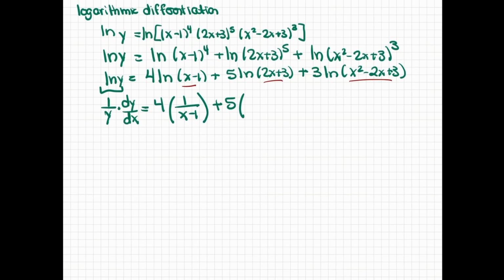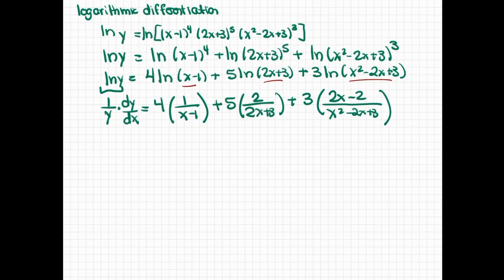Sorry, I kind of misspoke there. So the derivative of ln (x minus 1) is the derivative of the inside, which is 1, all over the inside. So 1 over x minus 1. So when we take the derivative of ln (2x plus 3), we are going to have the derivative of 2x plus 3, which we know is 2, all over the original, 2x plus 3. And then the final one will be 3 times, now, the derivative of the inside of this, 2x minus 2, all over the original, x squared minus 2x plus 3.